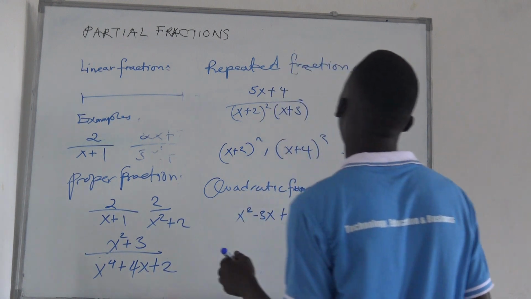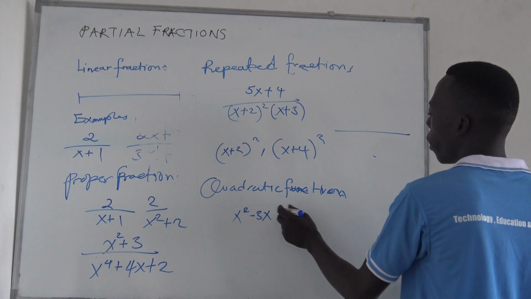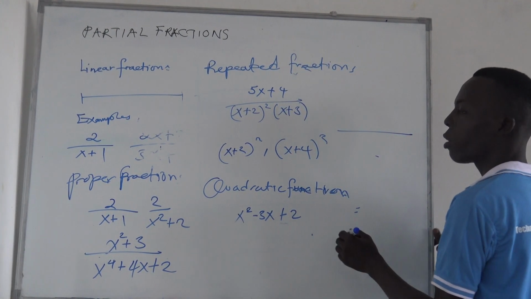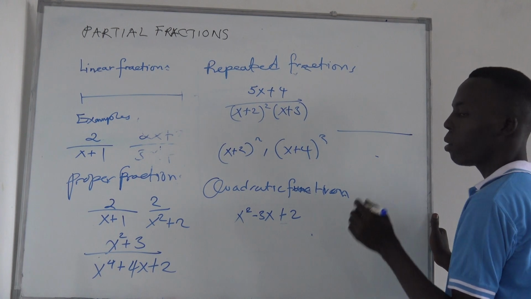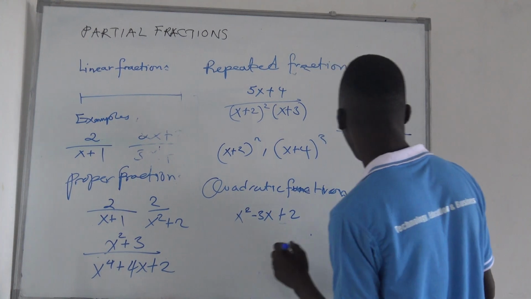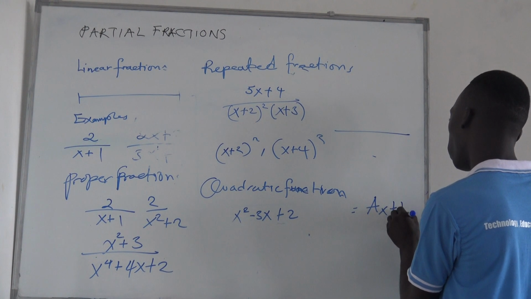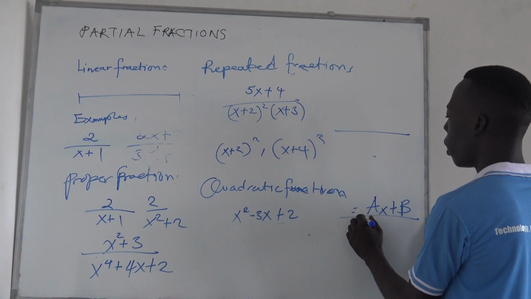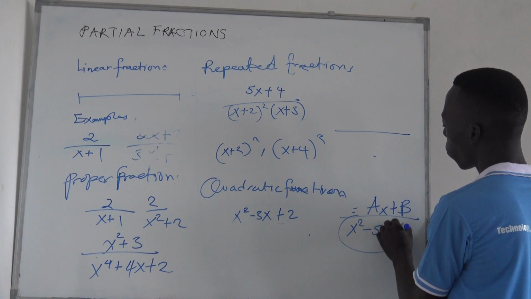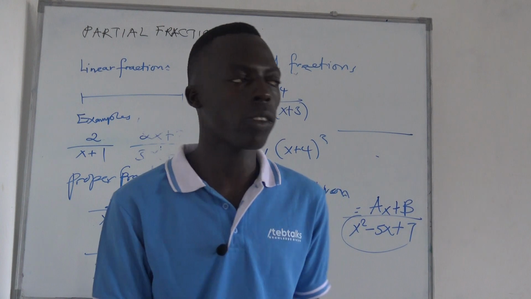And we have to know that when you are dealing with quadratic equations that have no factors, what we write in the numerator is just ax plus b, then divide by that quadratic, assuming it is x squared minus 5x plus 7. So assuming it is like that, that's how we write it.